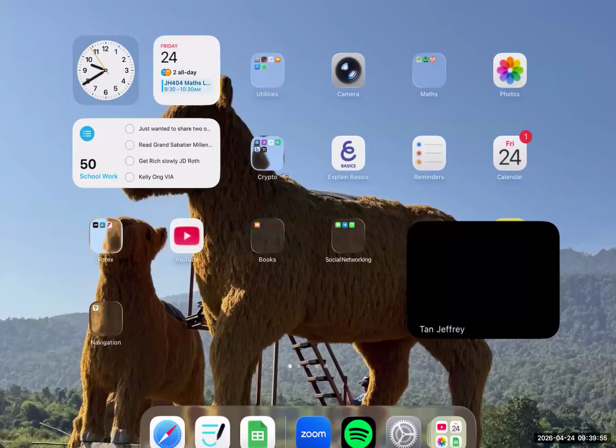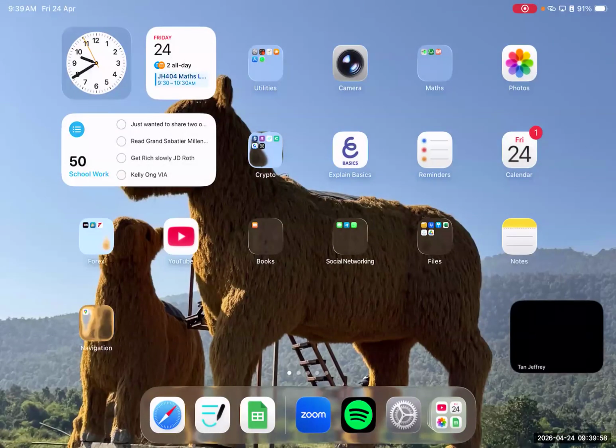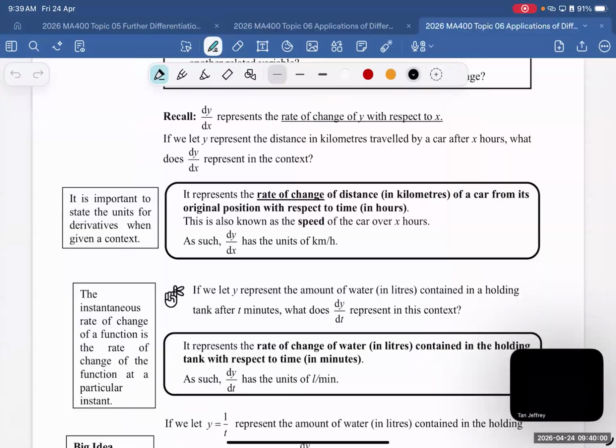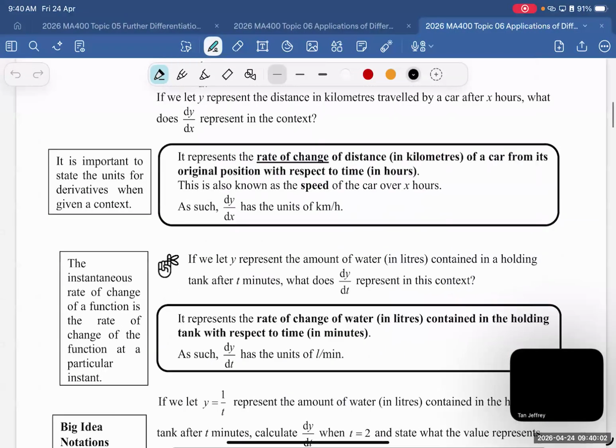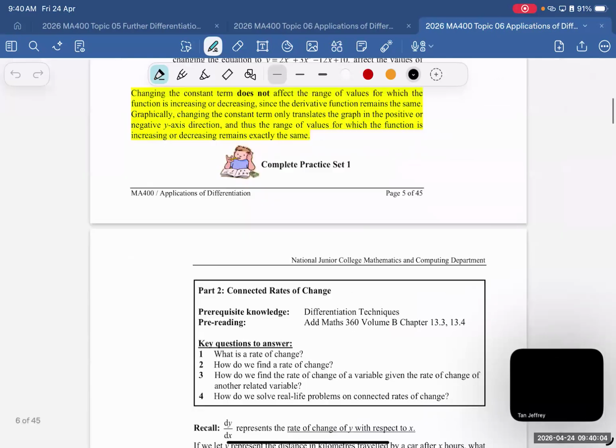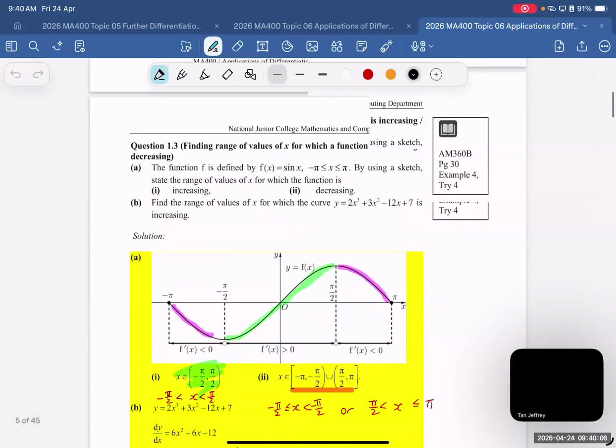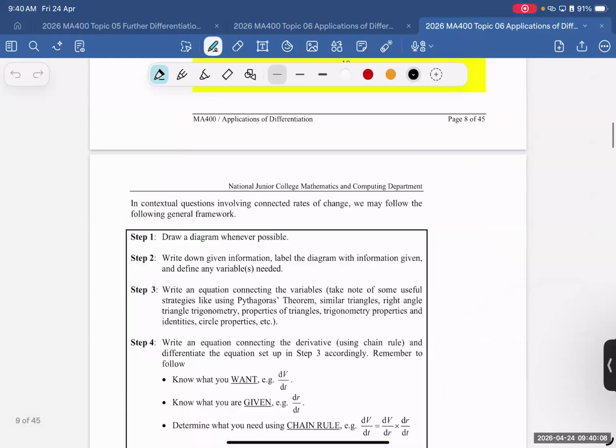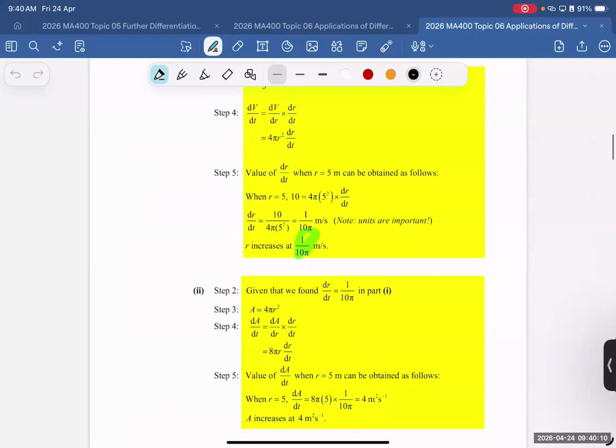Okay. So I think some of you are still at question 2.6. Okay. Right, topic 6, part 2 notes.